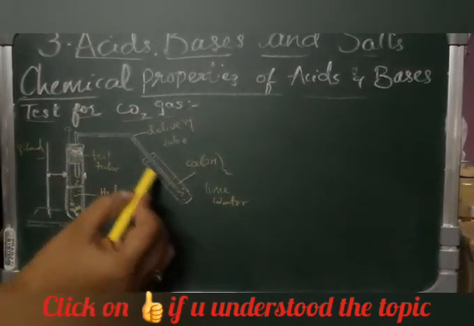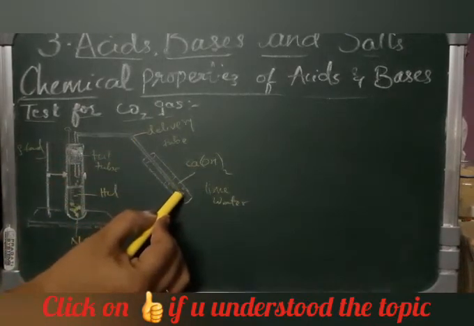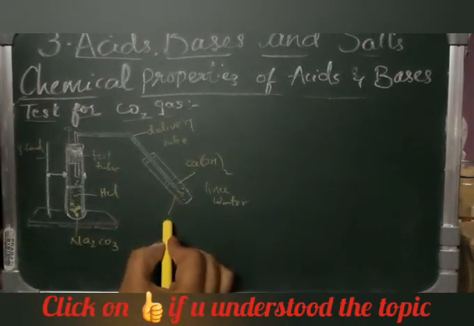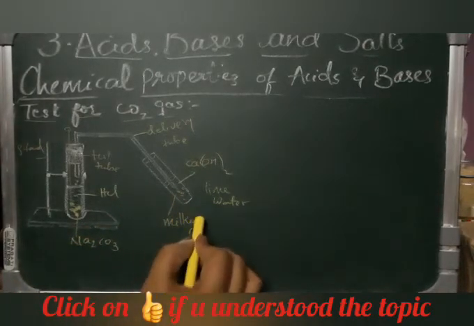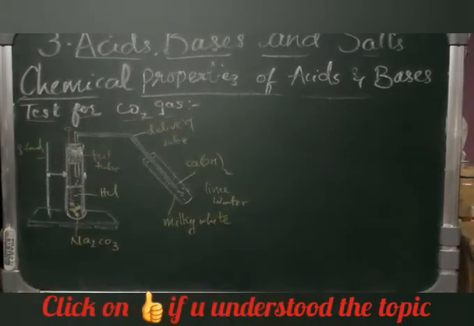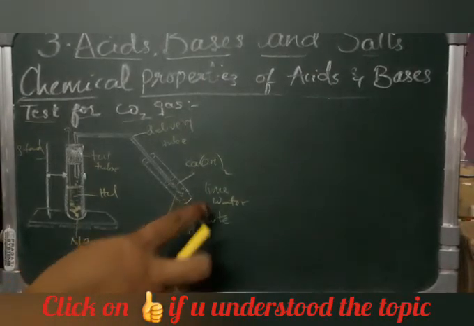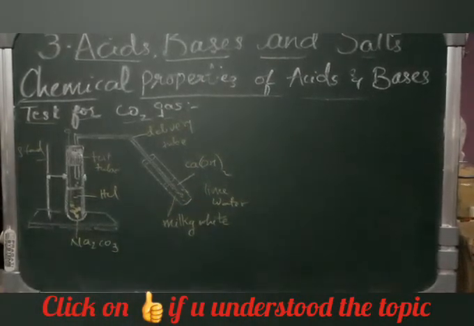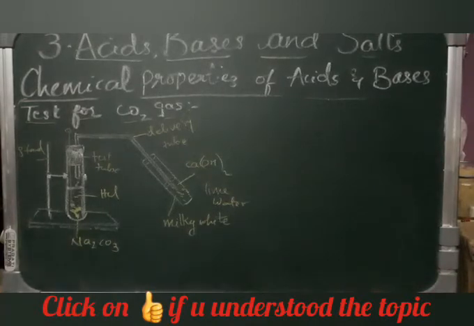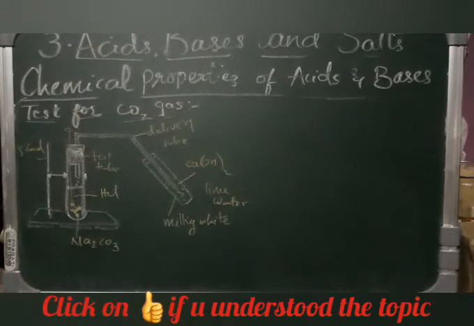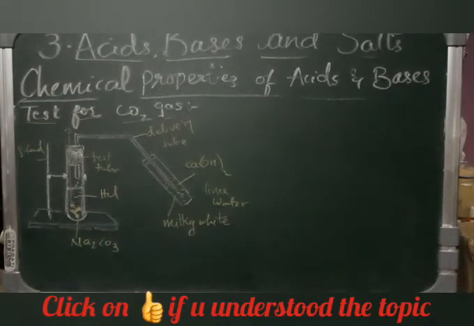And now you can see that this gas which is passing will change this lime water, which is a colorless solution, into a milky white solution. So with this you can say that it proves the presence of carbon dioxide. Whenever the lime water, that is your calcium hydroxide, changes into milky white, that proves the presence of carbon dioxide gas. So with this we have learned about the reaction of metals.